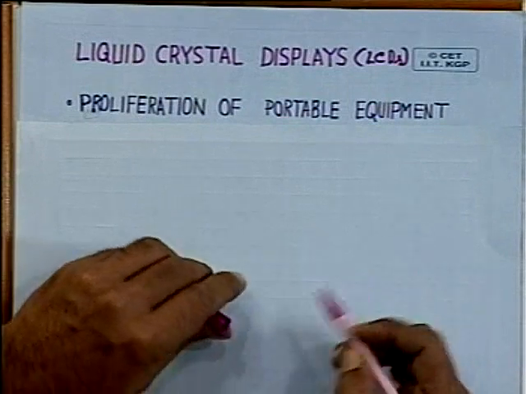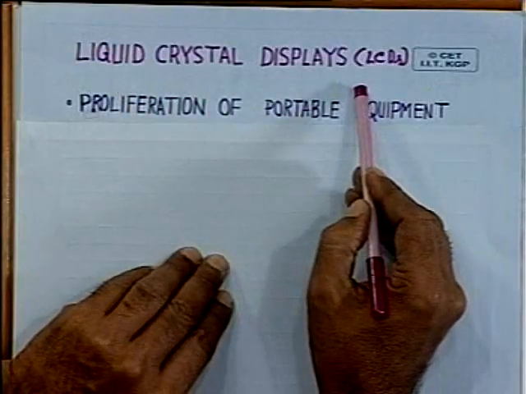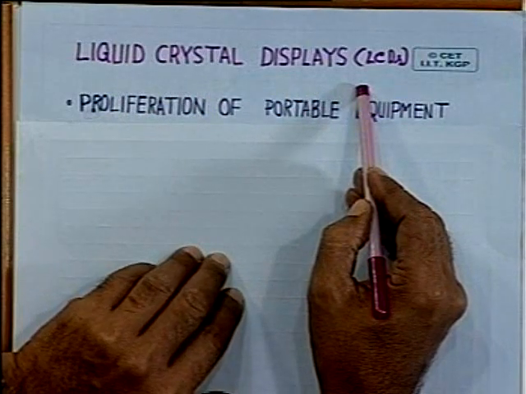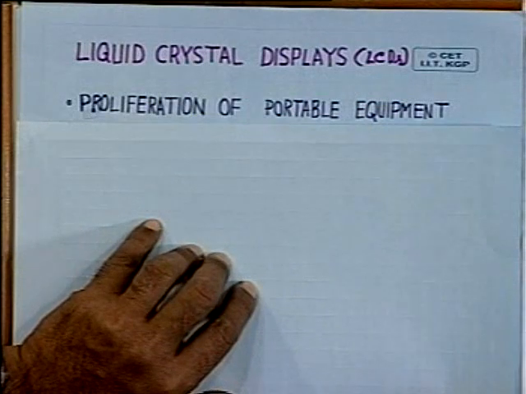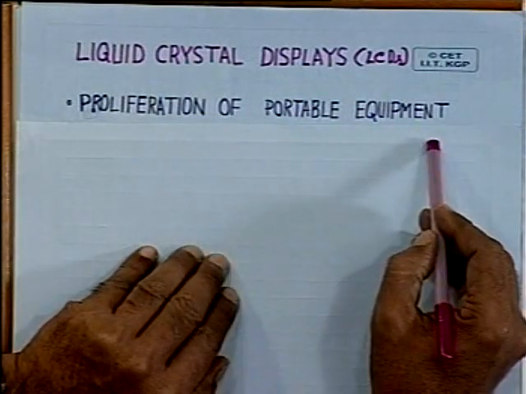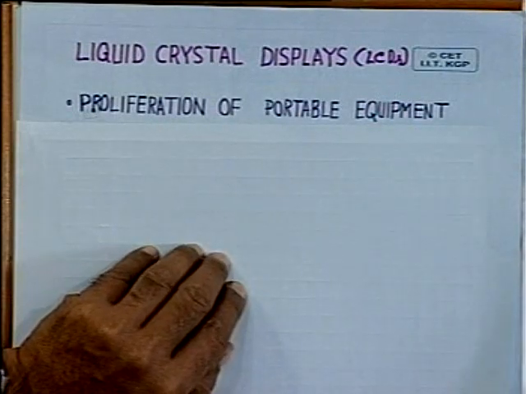First reason is proliferation of portable equipment. In recent times, many portable equipments are gradually being used, like cell phones, PDAs and so on, which are battery operated. And in battery operated devices, the battery life between two charging is very important. So, in such a case the display device should consume very small power, and in that context liquid crystal displays are very useful because they consume much smaller power than light emitting diodes. So, because of the proliferation of portable equipment, LCD displays are becoming more and more popular.